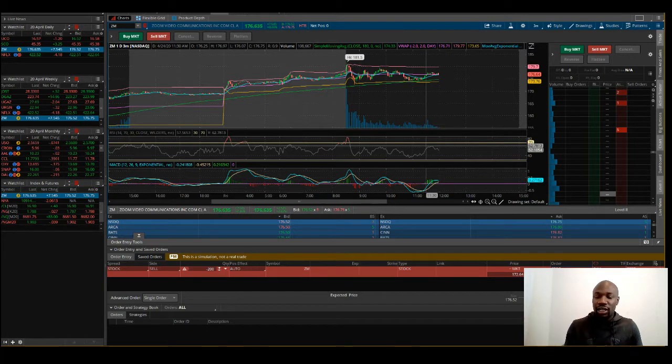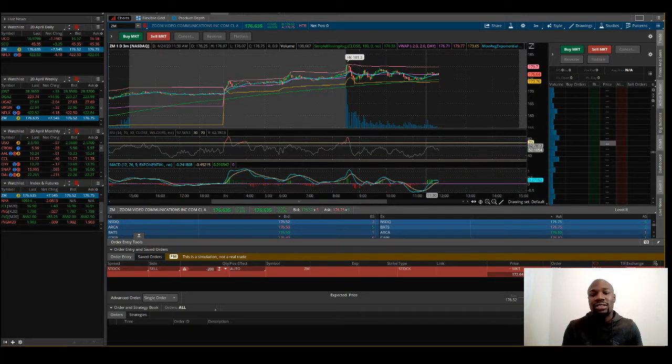Now, a stop market order is exactly what it sounds like. It sells your shares. That's what a stop loss does. A stop loss automatically sells your shares at a price point.